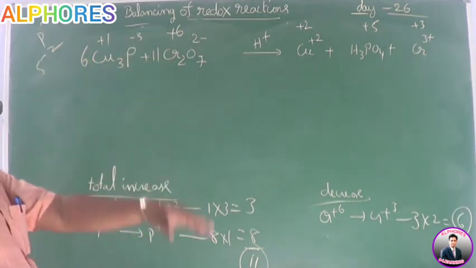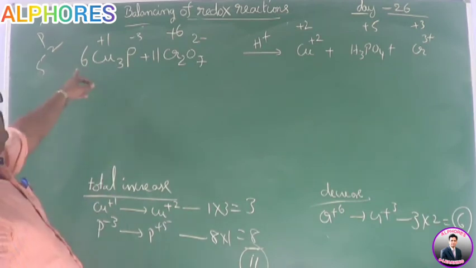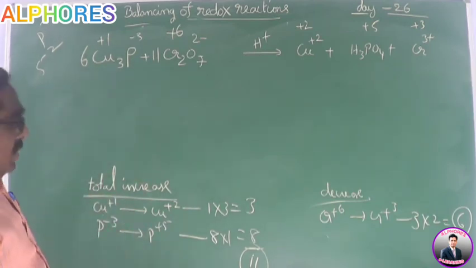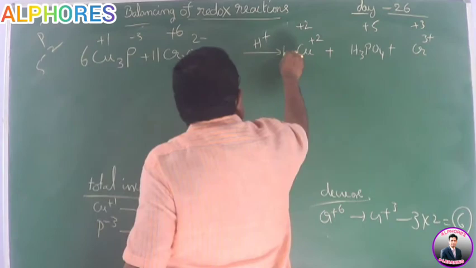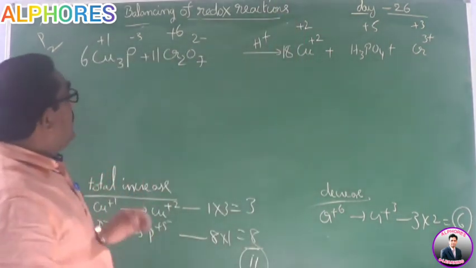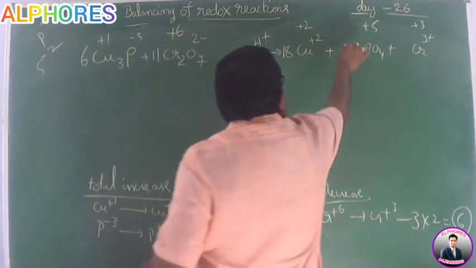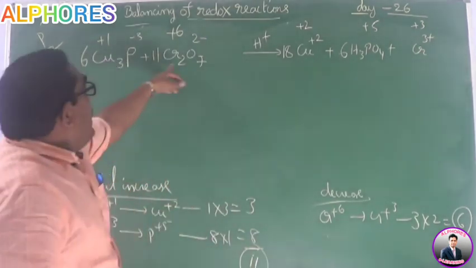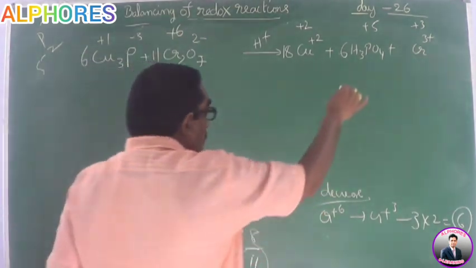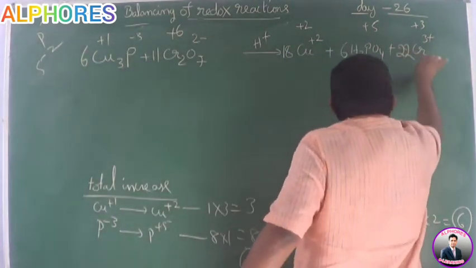Let me do the balance one after another. 6 into 3, 18 coppers, so you should write here 18. 6 into P, 6 phosphorus. 11 into 2, 22 chromium, so you should write here 22.